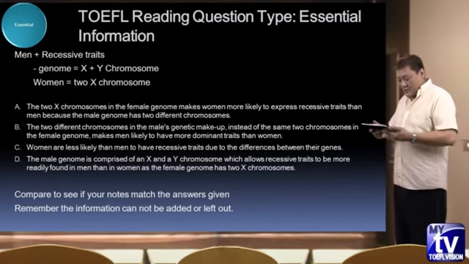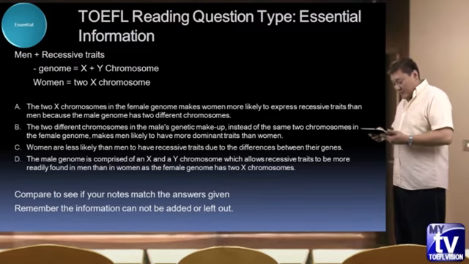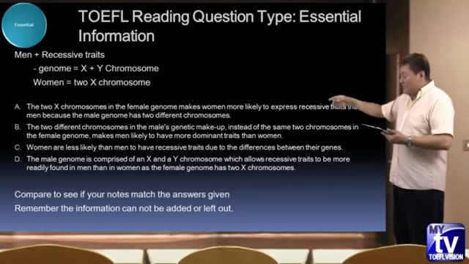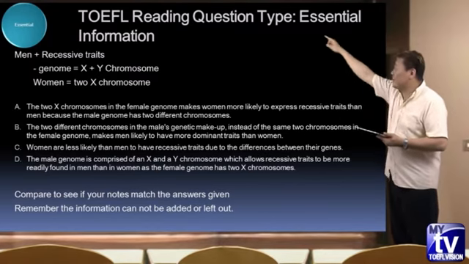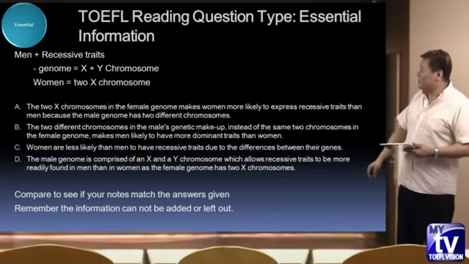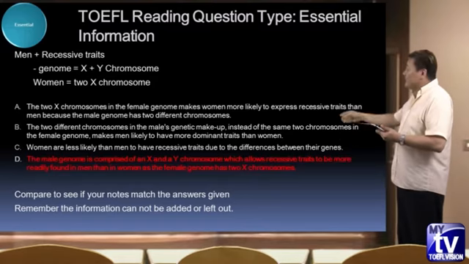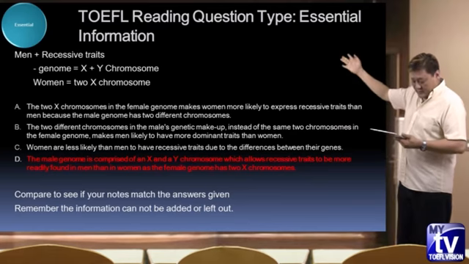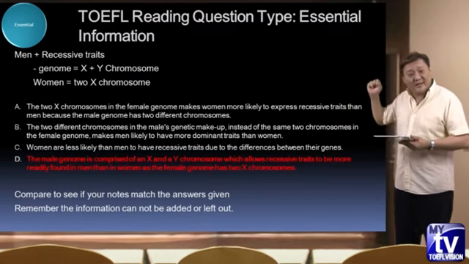Now, deductive reasoning tells me that's the right answer, but let's read it. The male chromosome is composed of X and Y chromosome, which allows, okay, that's the first part, very good, recessive traits to be more readily found in men. Women, or females, have 2 X, the last sentence. So we went middle, top, and bottom, in the order that was given. Take a look. It is the last one. Now, compare to see if the notes match. We compared it. Remember, you can't leave out information.